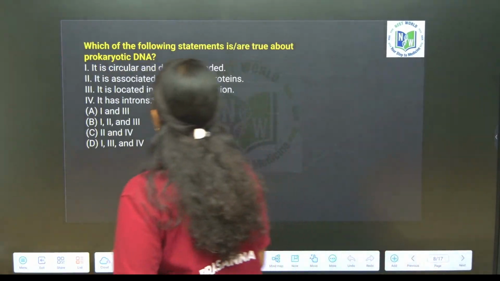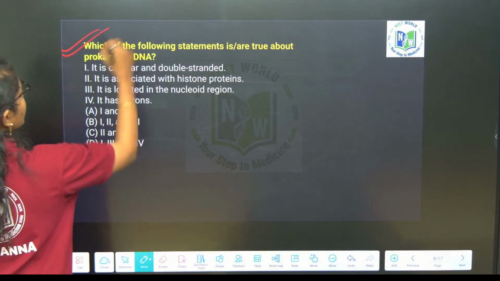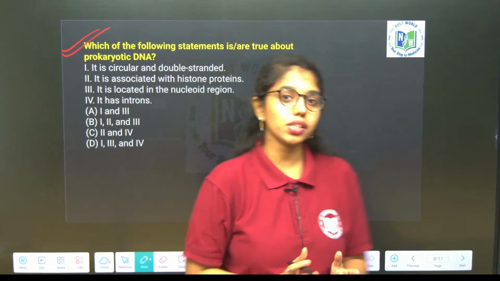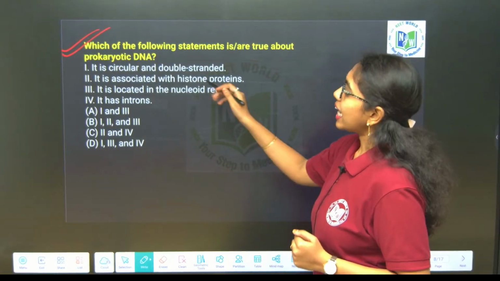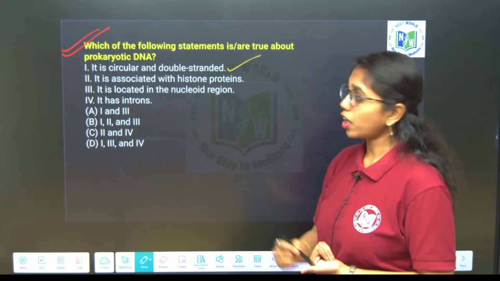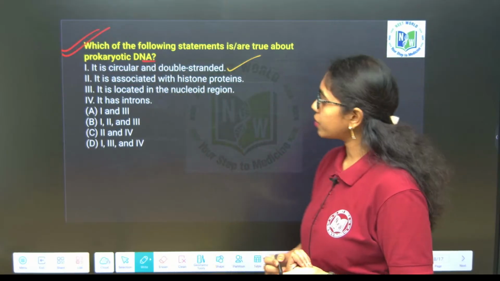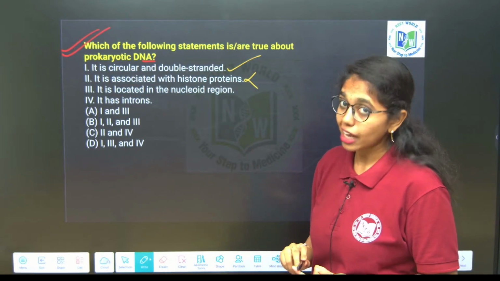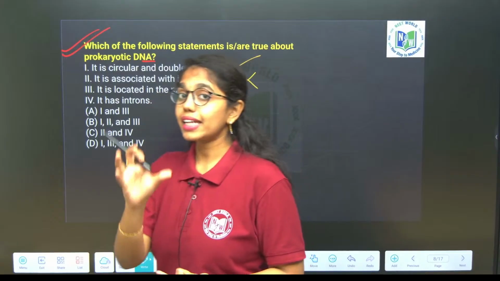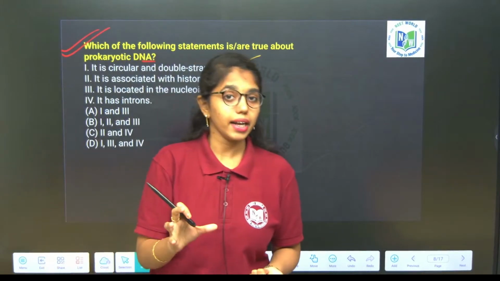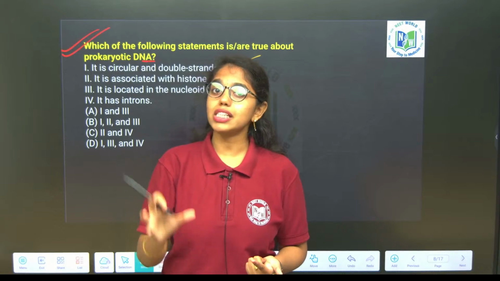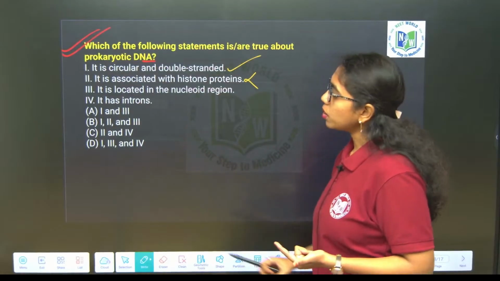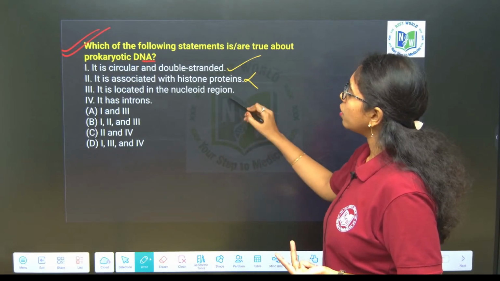Next question: which of the following statements is or are true about a prokaryotic cell? So the question is about prokaryotic cell. It is circular and double stranded. Of course, prokaryotic DNA is circular and double stranded. And it is associated with histone proteins? No, they are not associated with histone proteins. The negatively charged double stranded circular DNA is associated with some positively charged proteins, but they are not the histone proteins. Next statement: it is located in the nucleoid region.